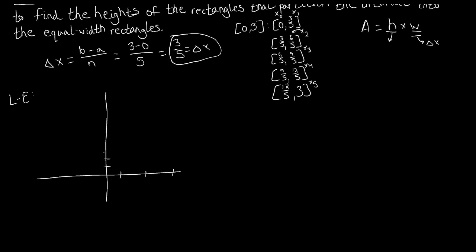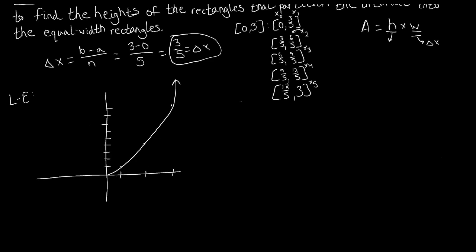So we have 1, 2, 3, 4, 5, 6, 7, 8, 9. Here we have 1, 1 on our graph. Here we have 2, 4. And here we have all the way up at 3, 9. Then the curve of our graph is going to look something like this. It looks kind of straight, but it's a parabola and we're going to take it as such.